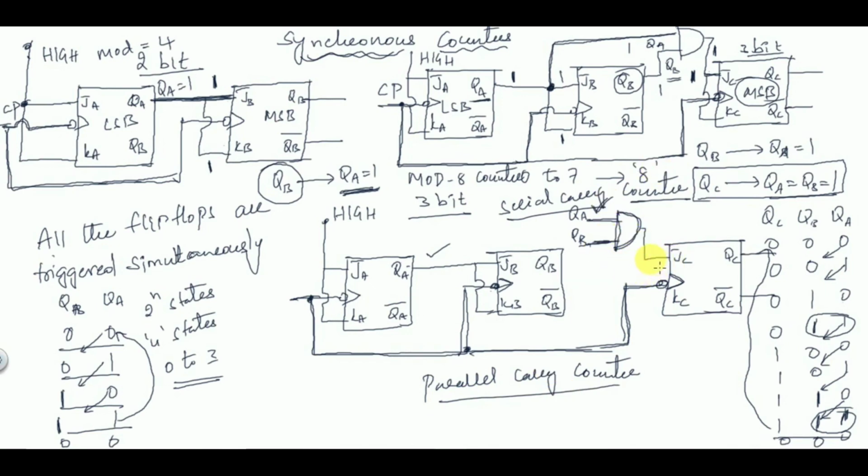So in order for JC and KC to be 1, QA and QB must be equal to 1. So this should be 1 and this should be 1. So instead of taking from here, due to propagation delay, we are taking directly here. Okay, so that is why it is called parallel carry. So whatever output you have obtained here, you are giving here manually in the case of the parallel carry counter. So that time period decreases. Okay, so this is about the synchronous counter.